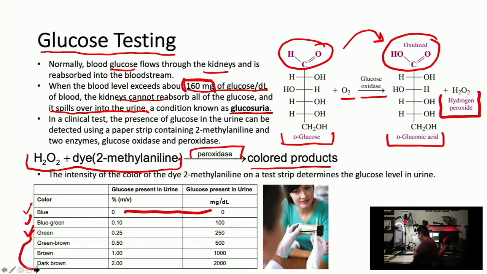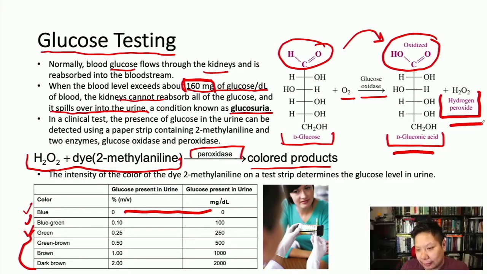How does this work? Well, it works because for every molecule of gluconic acid that is produced from this reaction, there's also a molecule of hydrogen peroxide. That means that the concentration of gluconic acid is the same as the concentration of hydrogen peroxide. And that's why you can use that as a way of detecting the concentration of glucose in the system. So that's pretty interesting.